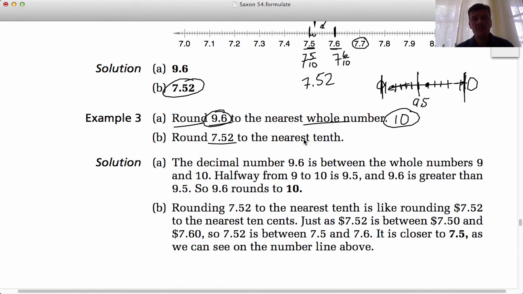Round 9.52 to the nearest tenth. So the tenth, that 5 is in the tenths place. So we're asking, what is that 2 going to do to that 5? Is 52 closer to 60 or to 50? 7.52 here would be 7.6 or 7.60 and 7.50. I think you can see that 7.52 is closer to 7.5 than it is to 7.60. So this would be rounded to 7.5. Okay?